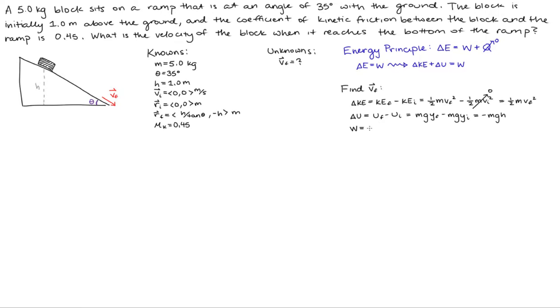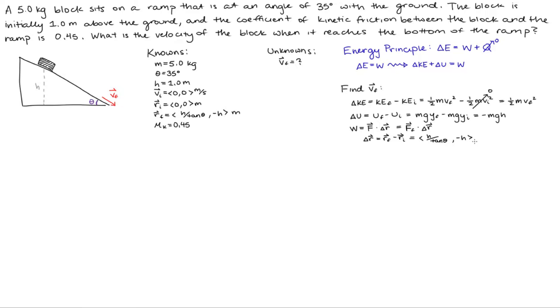Next, we will find work. Work is given by the force dotted with the distance over which it acts. The dot product of these two vectors is a scalar. In our case, the force is the force of friction, and the distance over which it acts is the difference between the block's final position and its initial position.